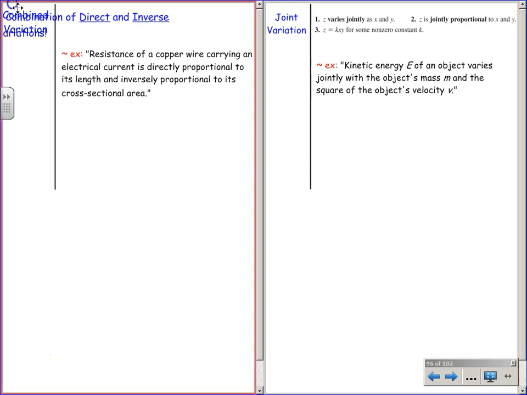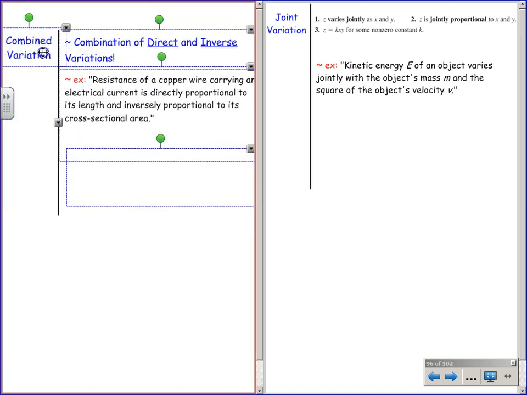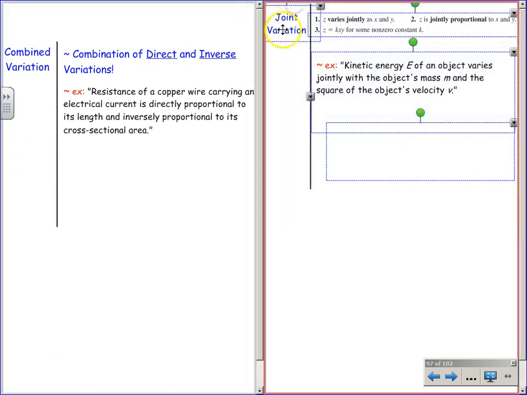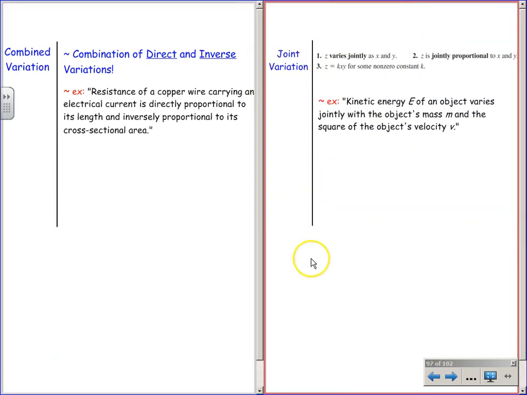We have combined variation, and we have joint variation. No, hold on, wait a minute. The words just got a whole lot longer. Pause. So will they in homework.